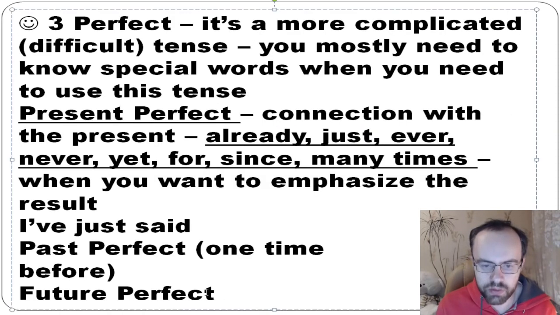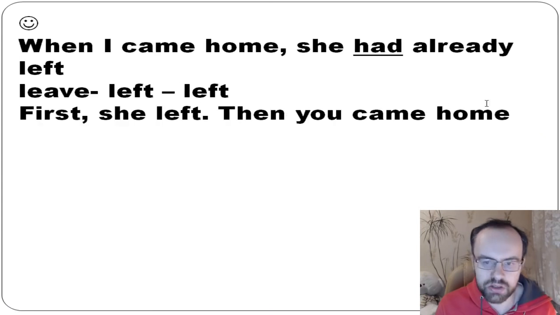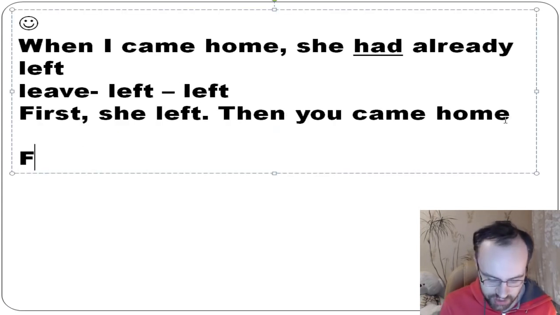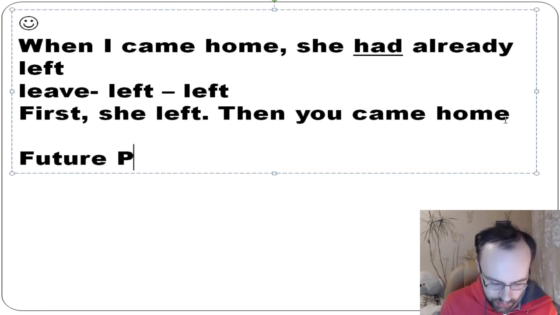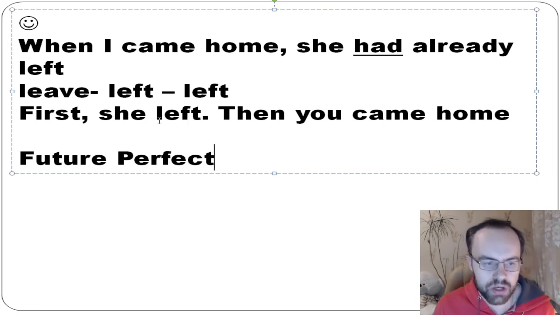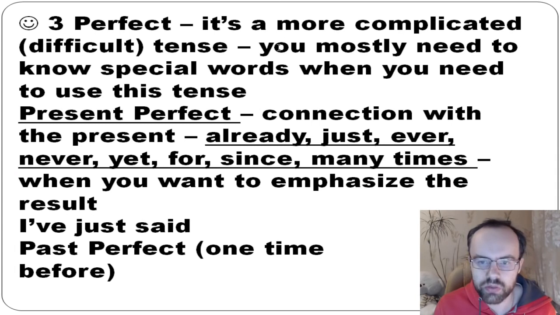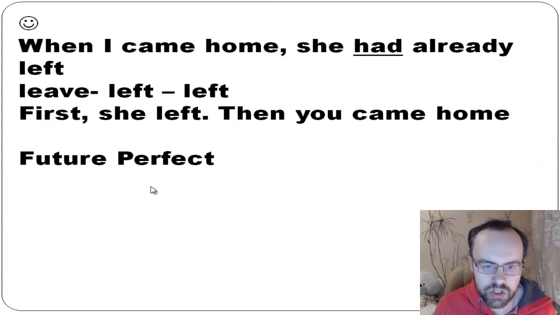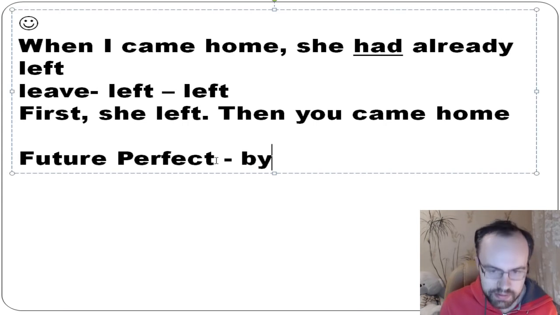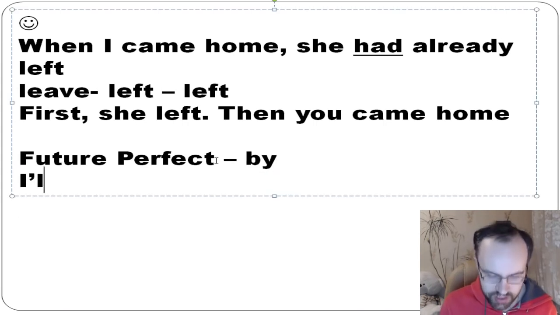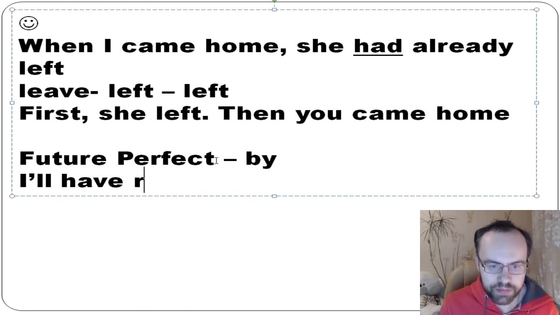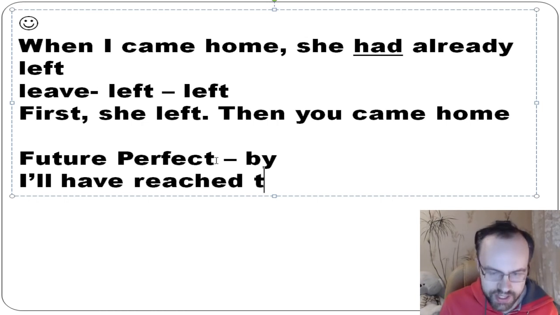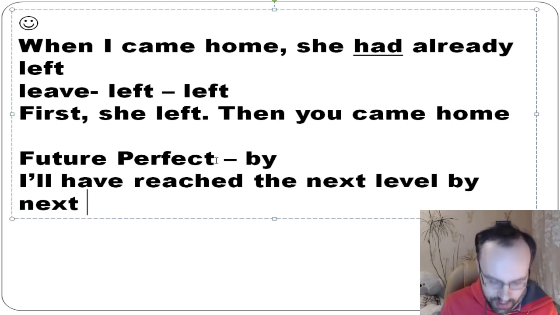And if we look at future perfect, it's future perfect. If we look at this tense, we also use it with special words, and you just need to pay attention to the following word, by. For example, I will have reached the next level by next month.